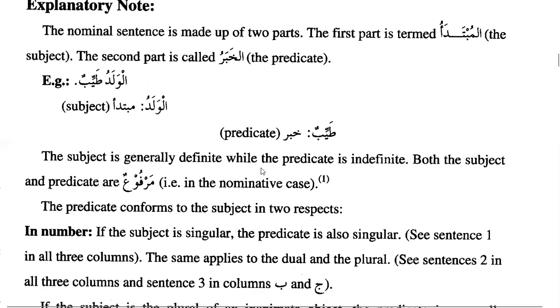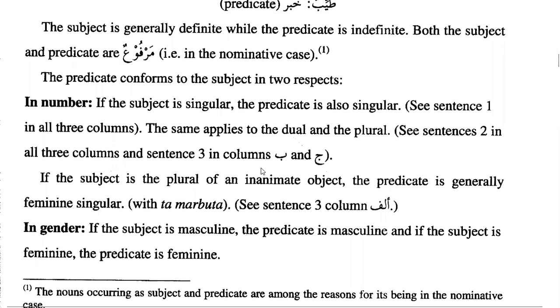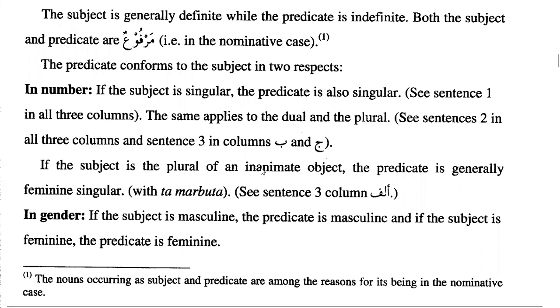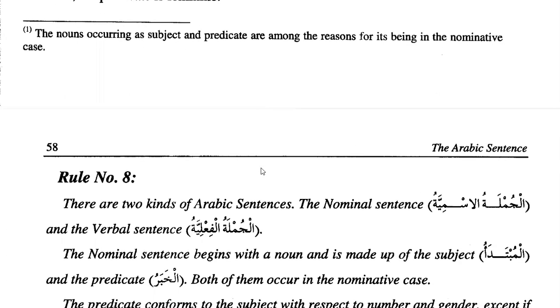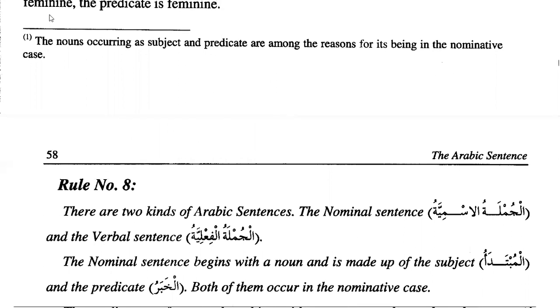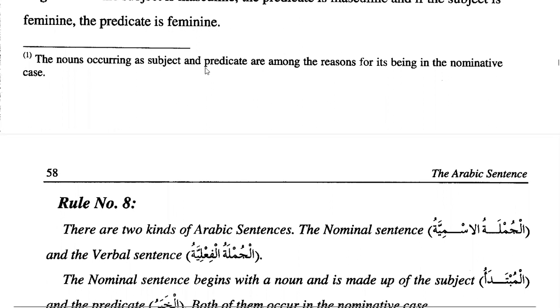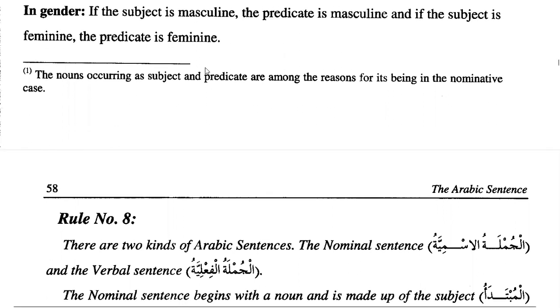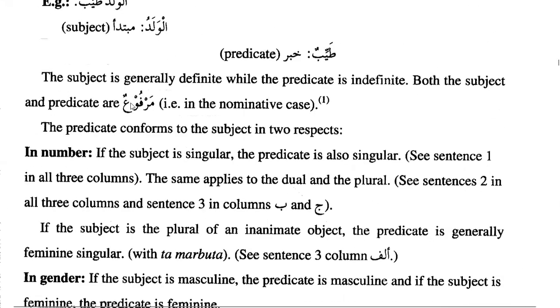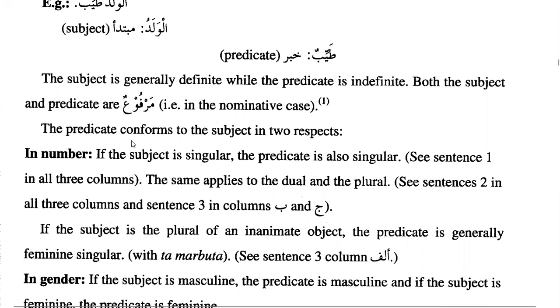The subject is generally definite while the predicate is indefinite. And both the subject and the predicate are marfu' in the nominative case. Read the rules. Footnote. The nouns occurring as subject and predicate are among the reasons for its being in the nominative case.